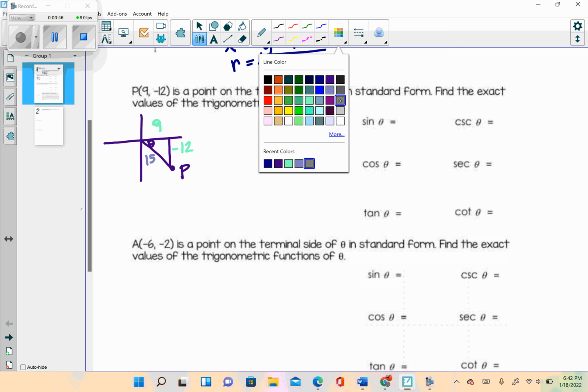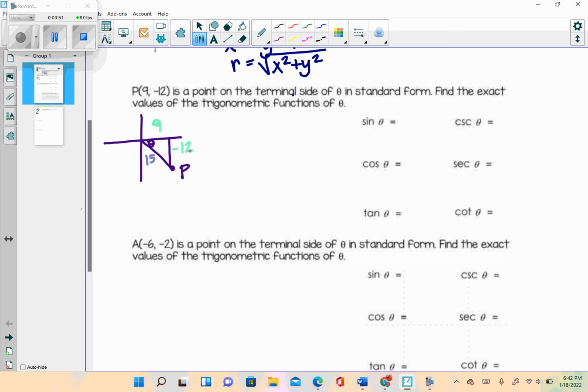So here we go. Sine is opposite over hypotenuse. The opposite side is negative 12. The hypotenuse is 15. So negative 12 over 15. 3 goes into both of those, so negative 4/5. Okay? If you know the sine, you know the cosecant, because remember what we do? We just flip it over.